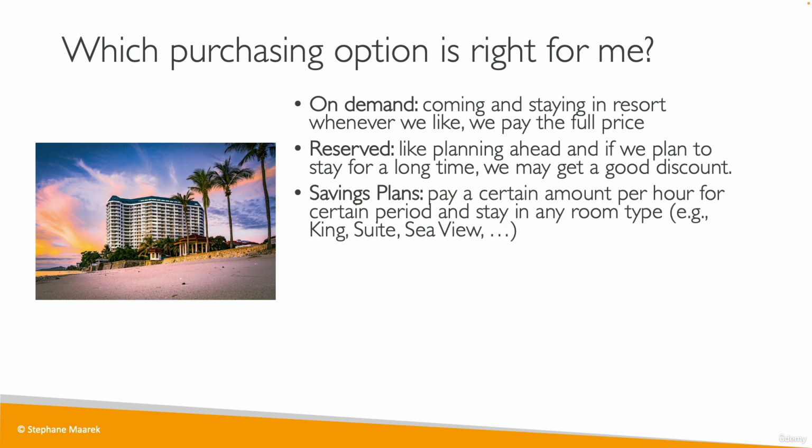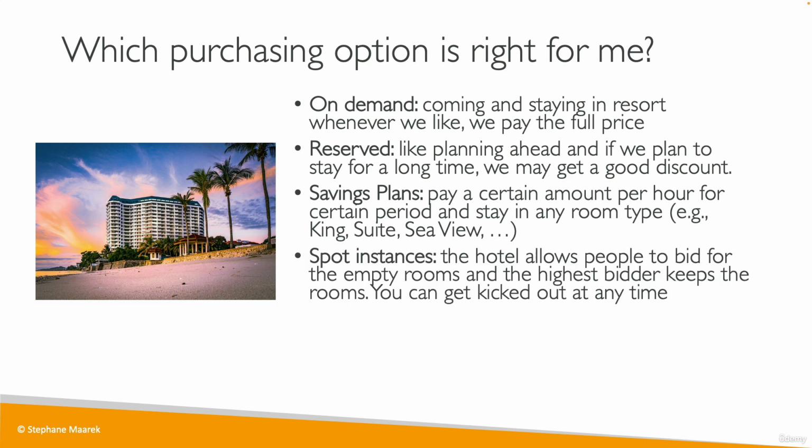Savings plan is saying, hey, I know for sure that in my resort, I'm going to spend a specific amount. So I'm going to spend maybe $300 per month every month for the next 12 months. And therefore, you may want to change the room type over time. So king, suite, sea view, and so on. But the savings plan is saying, hey, you're going to commit to a specific spending in your hotel.